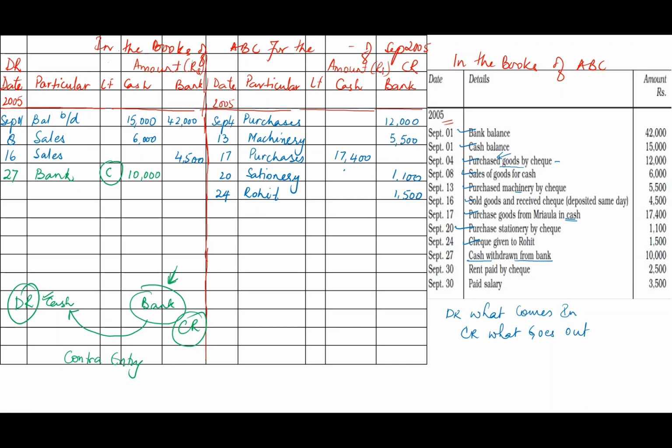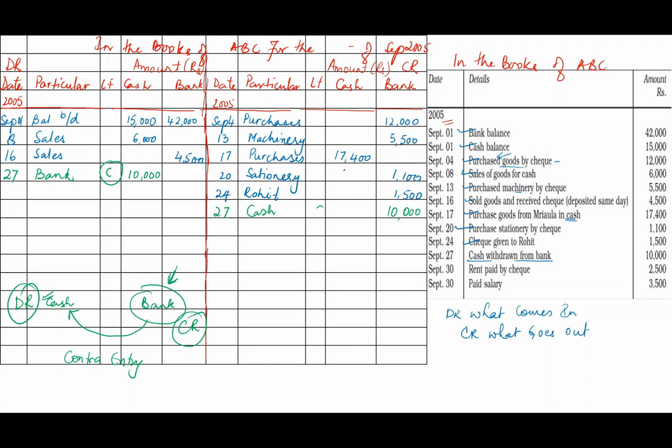You remember? But this is going to affect your cash book only. So I'm going to make an entry here on the credit side. 27th, amount bank is giving. So I'm going to credit bank with 10,000. And what am I going to write here? I will write cash, because bank is paying to cash.